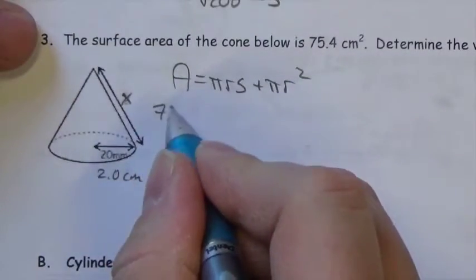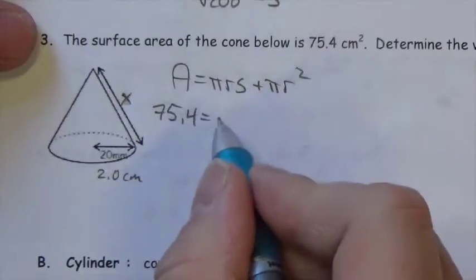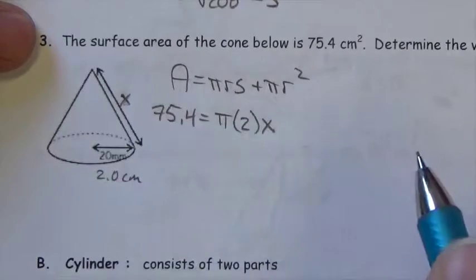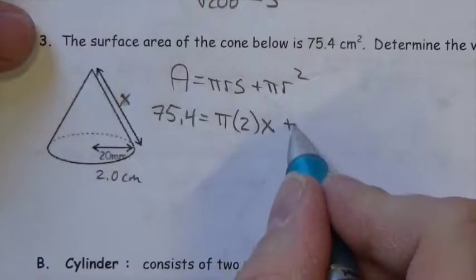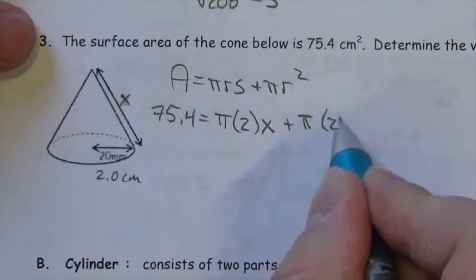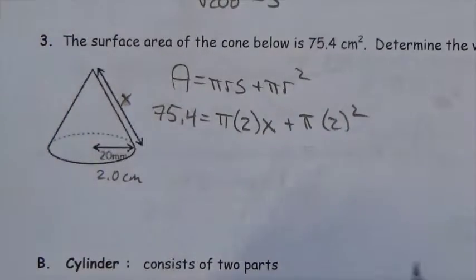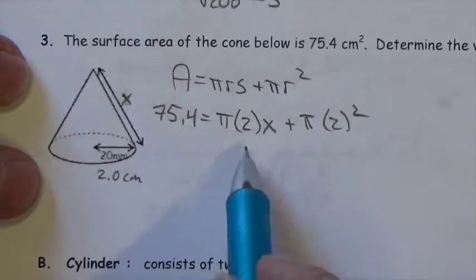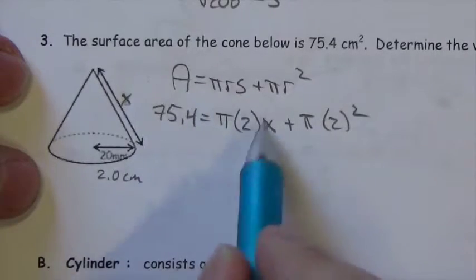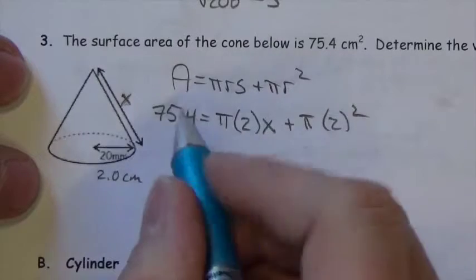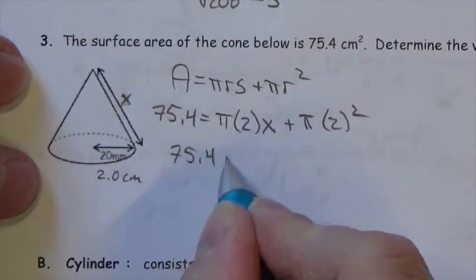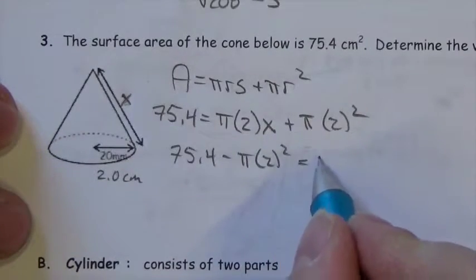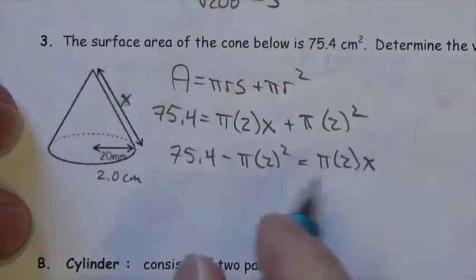Well, we know that the area here is 75.4, pi times 2, and in this case they're using the variable x for that slant height, plus pi times 2 squared. Now, I simply need to get x here. So I've got two terms on the right hand side. I really needed to get it down to just this one term with the x in it. So I'm going to subtract that term that doesn't have the x in it. So minus pi times 2 squared is equal to pi times 2 times x.